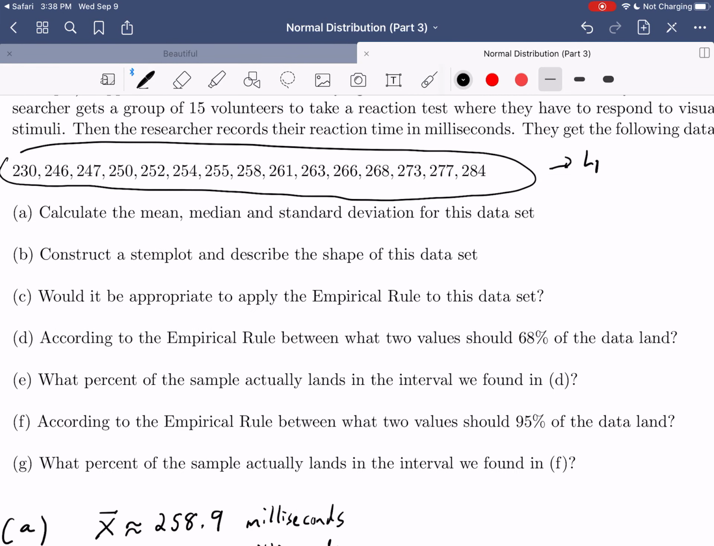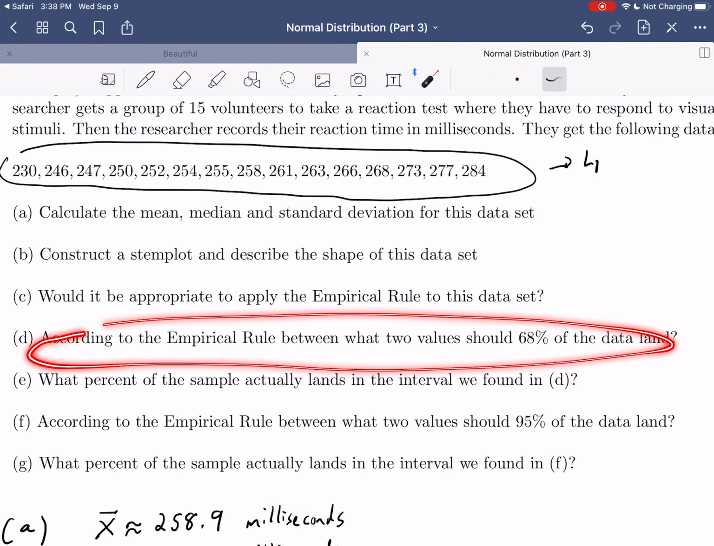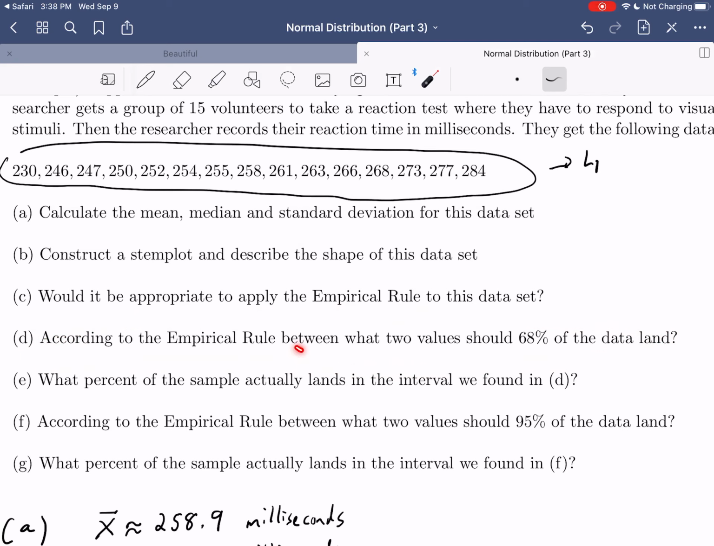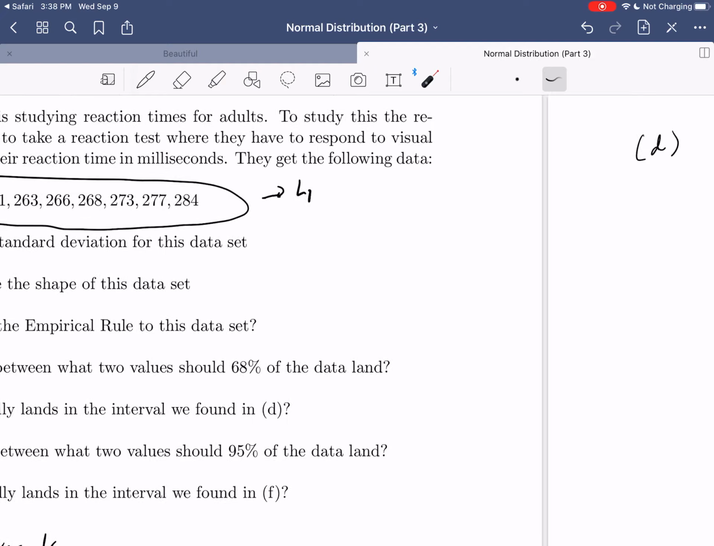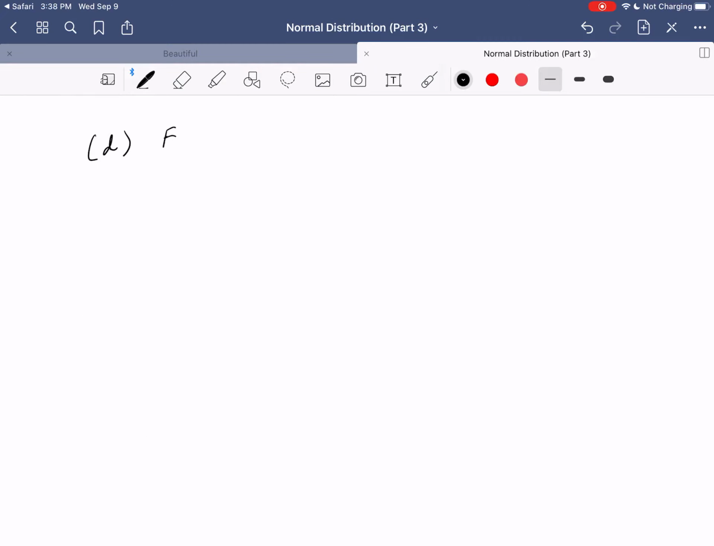So for part D, we said according to the empirical rule, which we now know is appropriate to use, between what 2 values should 68% of the data land? Well, if we think back, empirical rule, 68% of the data should land within 1 standard deviation of the mean, meaning 1 standard deviation below the mean to 1 standard deviation above the mean.